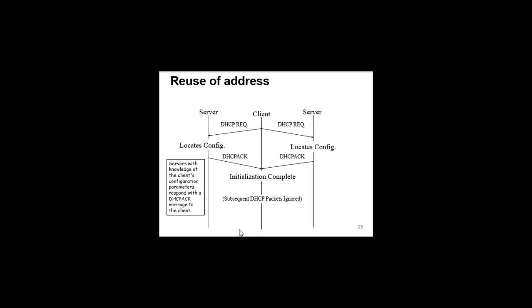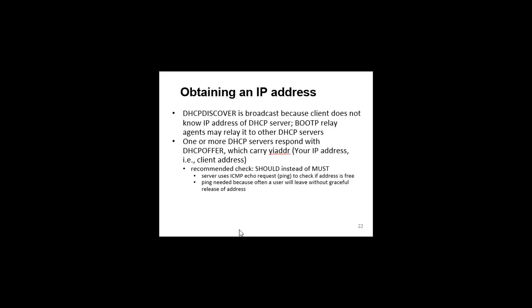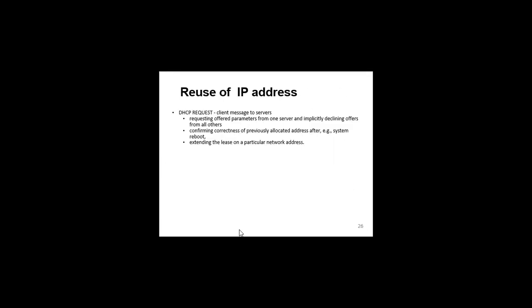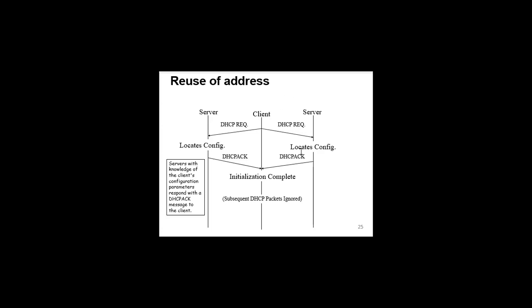This is the reuse of address. How can you use this DHCP? If we were talking about obtaining a new IP address, now we will be talking about reuse of this IP address. So this is the flow chart of the reuse of address.